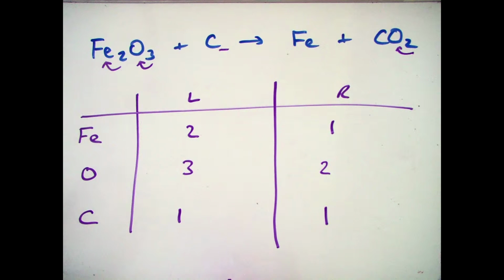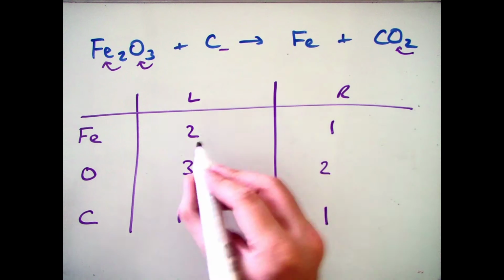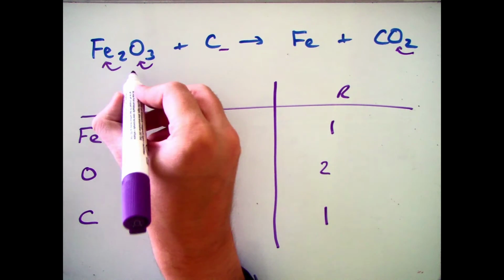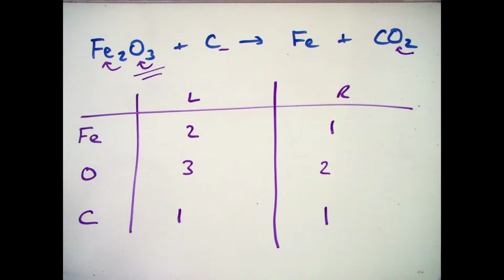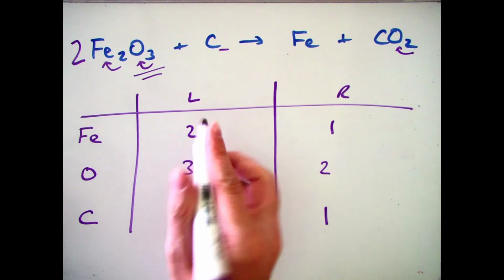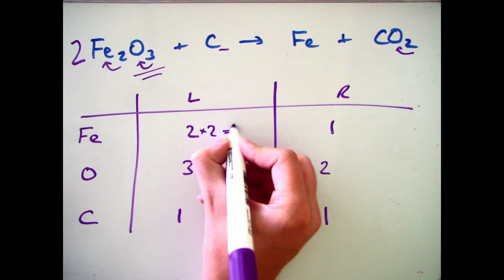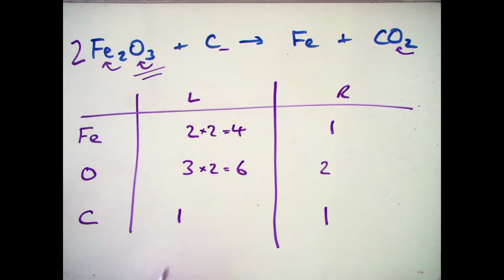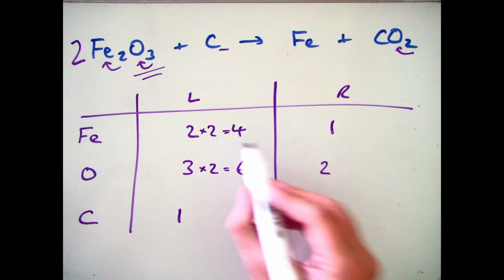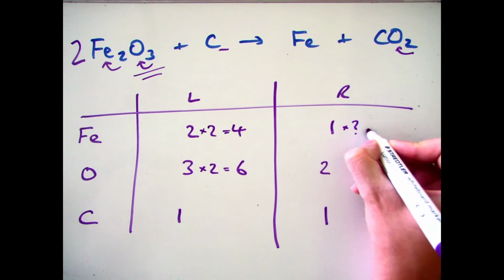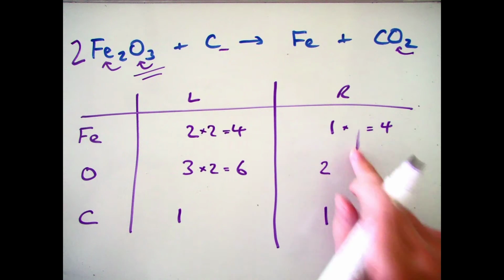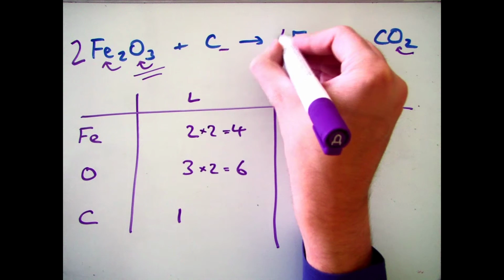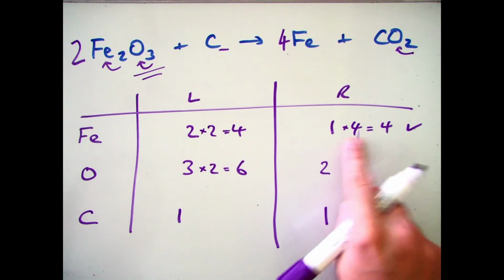Now, as I've said in the simple balancing one, if you've got a big compound that is uneven, then double it. In this case, that's my oxygen O3. So if I put a big 2 in front of that and recount, that gives me 2 times 2, which is 4 irons, and 2 times 3, which is 6 oxygens. So I can now go over to the right hand side and see what I need to do. What do I need to times by 1 to give me 4 irons? The answer is 4, so I can put a big 4 there, and that's balanced.